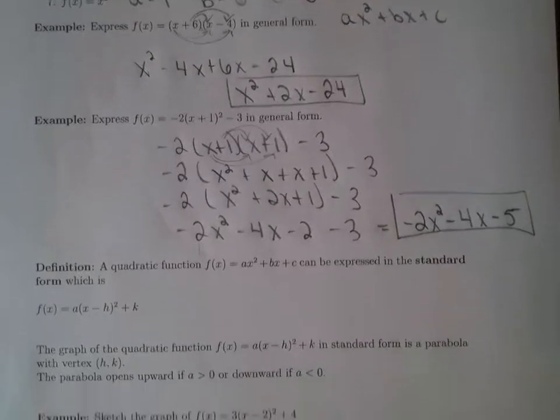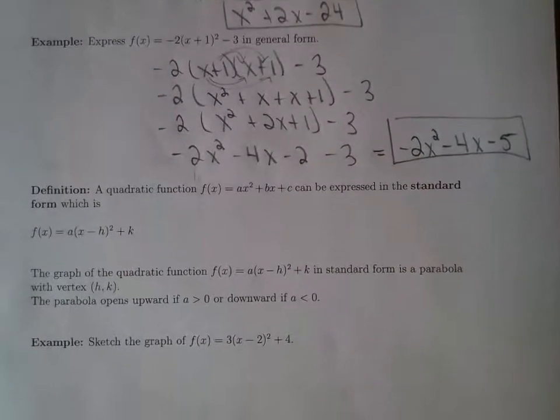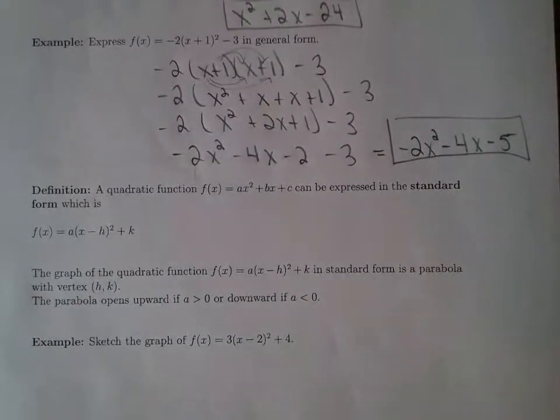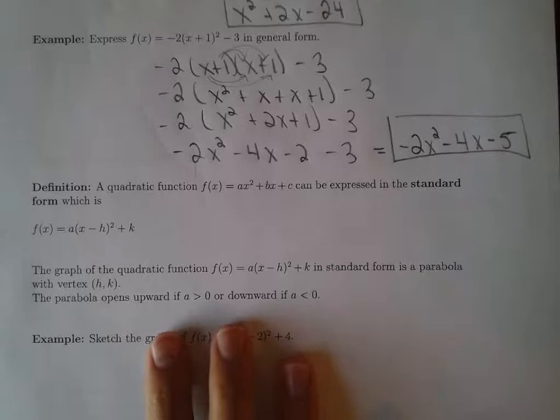Okay, next definition, it says a quadratic function f of x equals ax squared plus bx plus c can also be expressed in standard form, which is a times x minus h squared plus k. Okay, so we've got some new letters here. The a is still the same, that's the number in front of the x squared, but we see an h and a k here. Okay, so below it explains what those are.